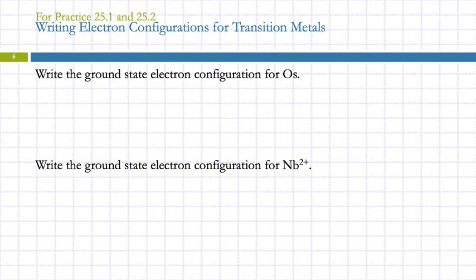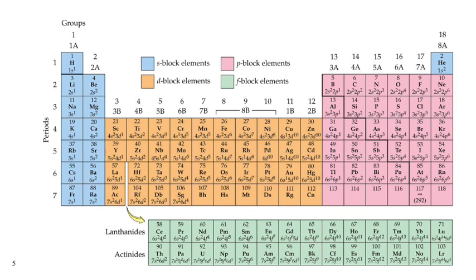So we should be able to write electron configurations for transition metals. Write the ground state electron configuration for osmium. Osmium is number 76. I'll just point to it on here. It's right here, osmium. To write the abbreviated electron configuration, we go up one row and all the way to the end to find the previous noble gas. That's xenon.